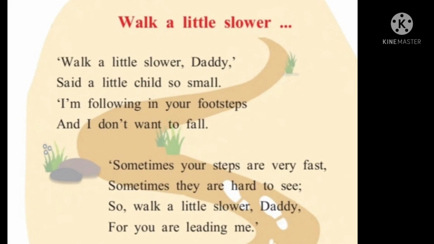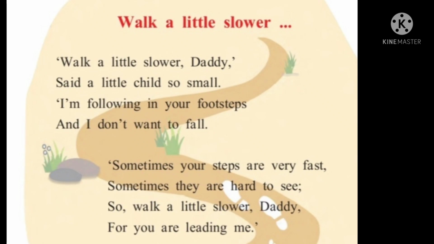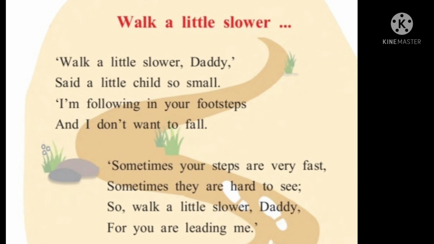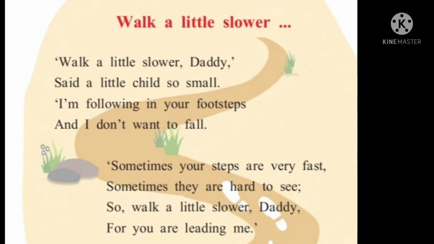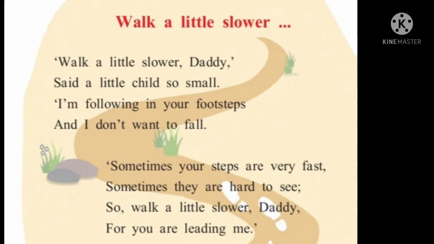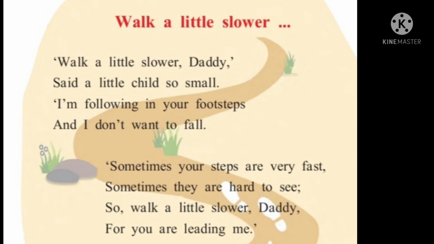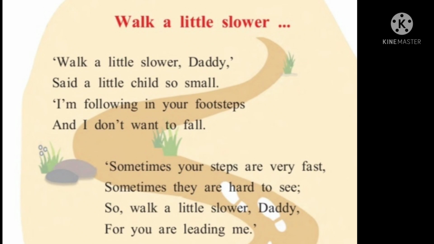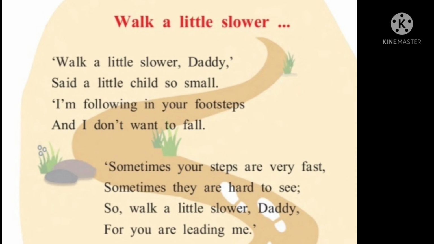Now let us learn the first stanza of the poem. Walk a little slower, daddy, said a little child so small. I am following in your footsteps and I don't want to fall. Here in this poem, the child wants to understand the actions of its father better. The child adds that it is following in its father's footsteps. That is, it wants to follow the same way of life. The child does not want to fall. That is, it does not want to be a failure in his life.